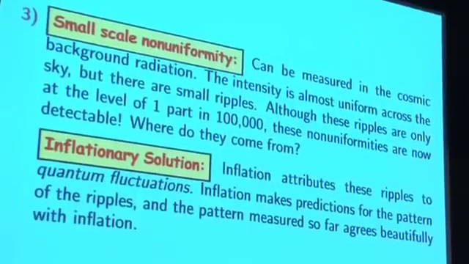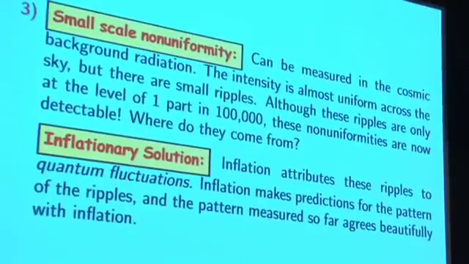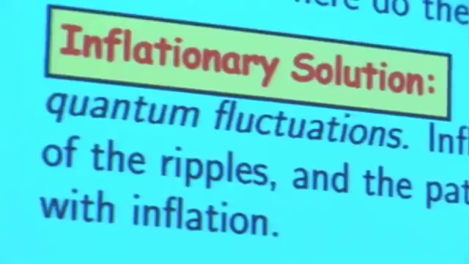In inflationary cosmology, there's a different answer. Inflation can actually attribute these ripples to quantum fluctuations. At the classical level, inflation simply smooths the universe out by this enormous expansion. The effect of an enormous expansion is to smooth everything out. But the world is not classical. The world is quantum mechanical.